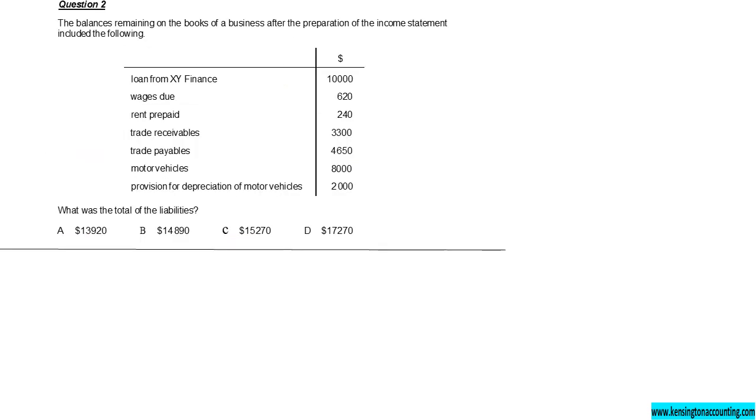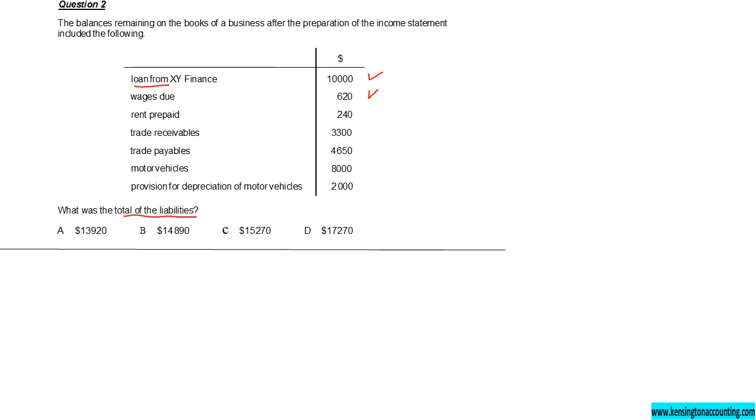Question 2. We need to calculate the total liabilities from the list of assets and liabilities as per the table. So let's go item by item. First item is loan from XY Finance. That's a liability because it is money owed by the business to XY Finance. Wages due is also a liability as it is wages due by the business to its workers.